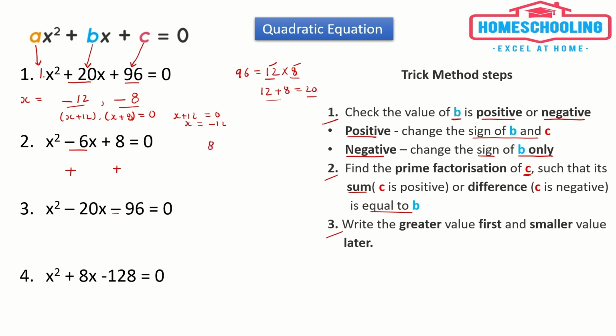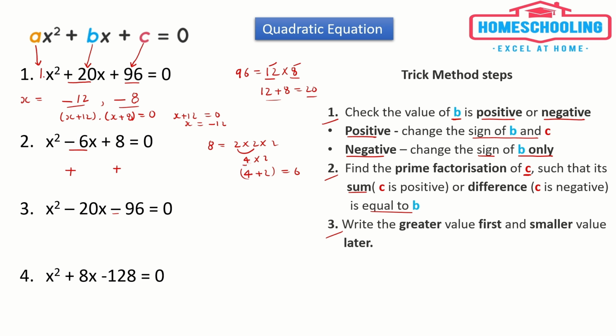So 8 can be written as 2 times 2 times 2. So it can also be written as 4 times 2, and 4 plus 2 is equal to 6. The sum of the factors of c, that is 4 and 2, is equal to the value of b.